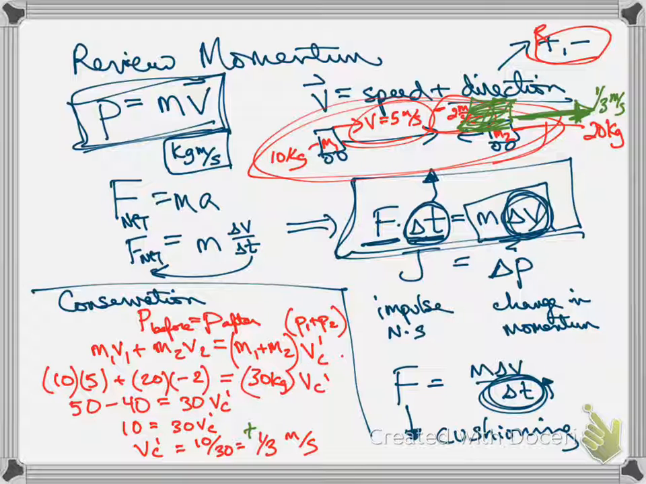Okay, if they bounce, if they didn't stick together, you would just do m1 v1, and I'll put a prime for after, and m2 v2 prime for after. The problem with this is you need to know one of these two numbers after. You can't just solve for two unknowns. Okay, so that's in a nutshell our review of momentum. Under 7 minutes.